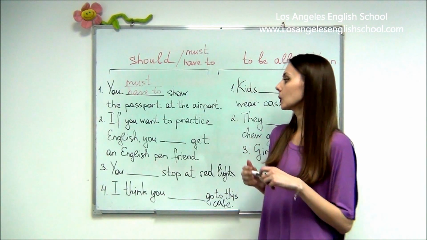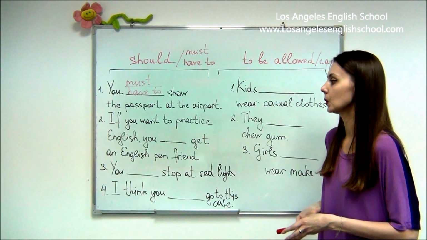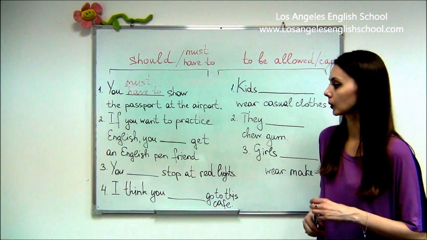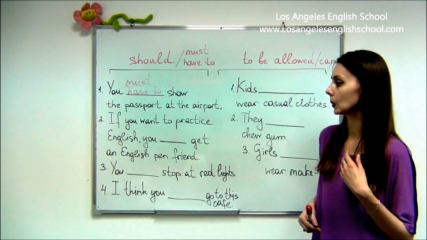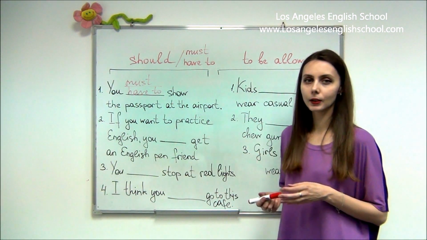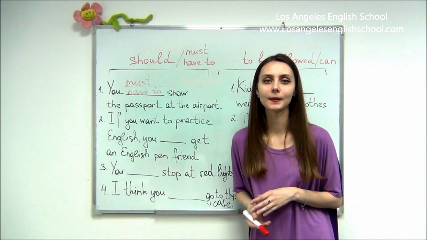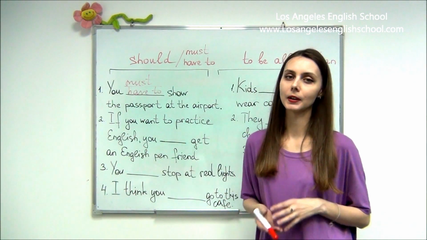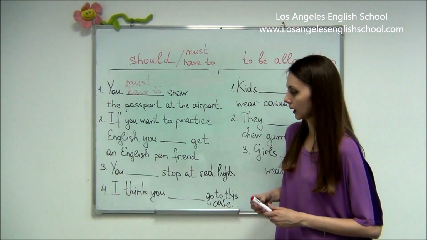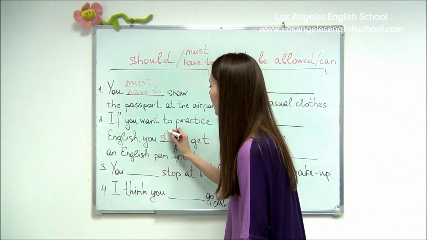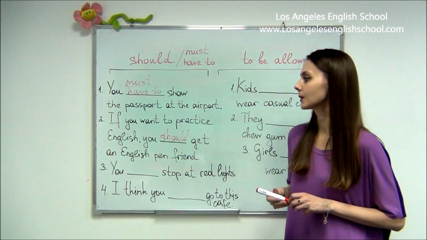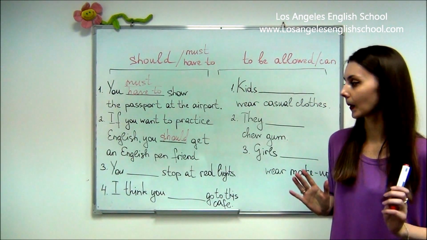The next: if you want to practice English, you blank. You should get an English pen friend, or you must get an English pen friend, or you have to get an English pen friend. If you want to practice English, really, having a pen friend is not the most important thing. If you want to practice English, you should get an English pen friend. It's not a bad idea. So it's really some good advice, but it's not so important, okay?